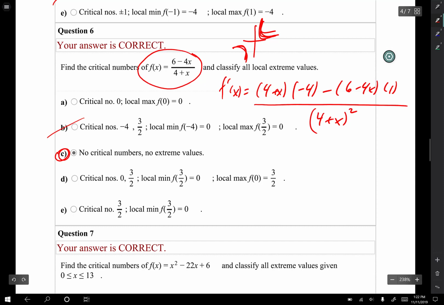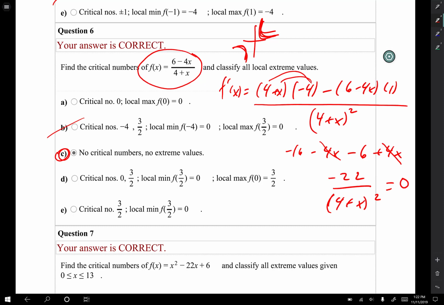And then when you do the top here, negative 16 minus 4x minus 6 plus 4x. Notice that these x's cancel out, and you just have negative 22 over 4 plus x squared. There's no way this will ever equal 0. So if you set it equal to 0, it's not going to equal 0 because you don't have any x in the numerator. So no critical numbers at all, guys.